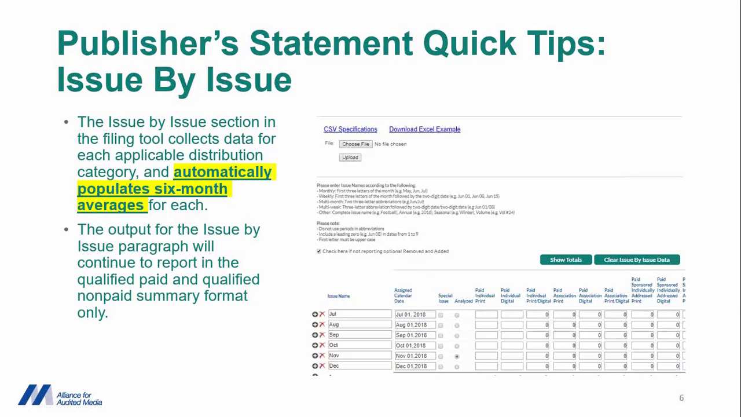And the reason why is because what you enter into the issue by issue section will automatically calculate your average for paragraph 1, which is your 6-month averages broken down by distribution. So just kind of keep that in mind, and it'll make more sense when we go into the live demo about the issue by issue section.